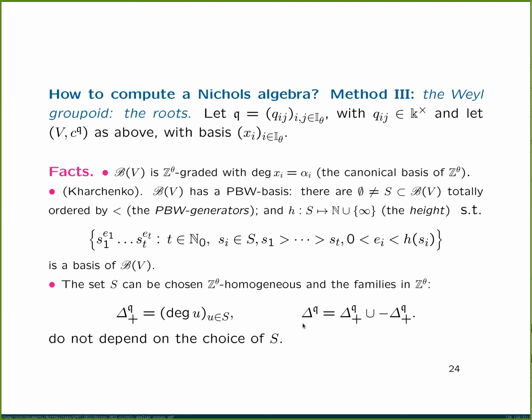And if I add the additive inverses, I will have Δ_q, which is the family of roots of the algebra B(V). And there is a lemma which says that this does not depend on the set S of PBW generators. If you have another set, you will have the same roots, the positive roots, of course, the same.